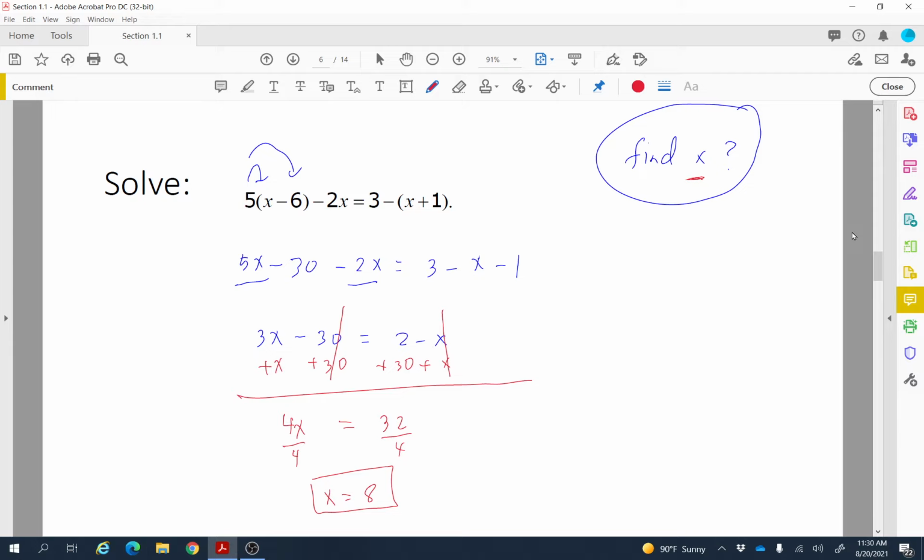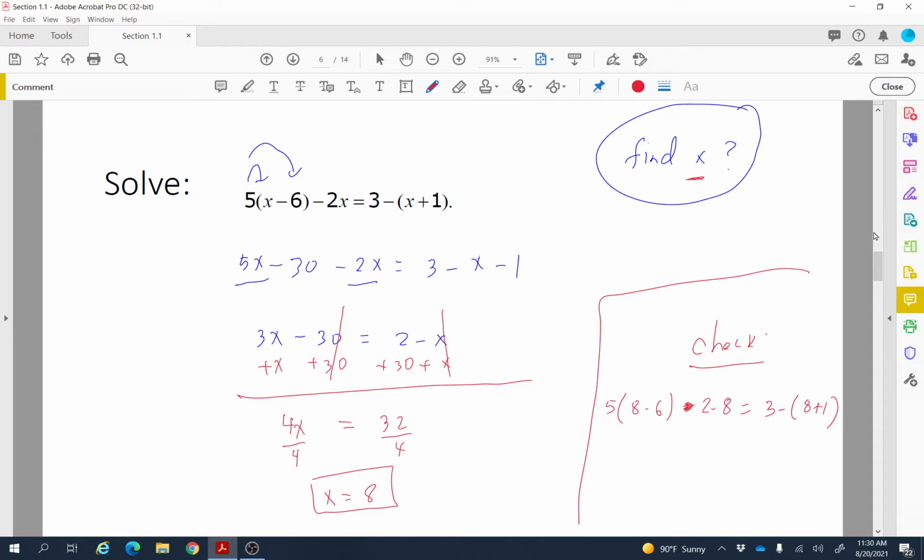Okay, remember, after finding the solution you can always check. If you plug x equals 8 back into the original equation, that should give you a true statement. Meaning, if I plug in x equals 8, I just replace this x by 8: 5 times 8 minus 2 times 8 equals 3 minus 8 plus 1.